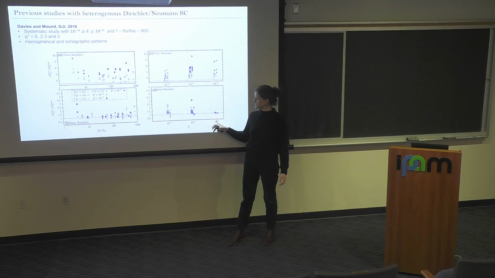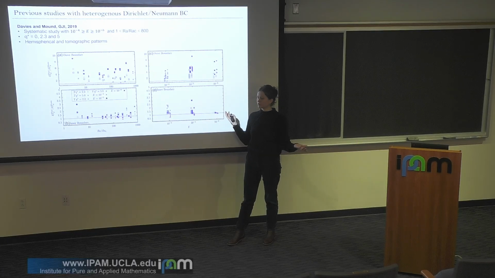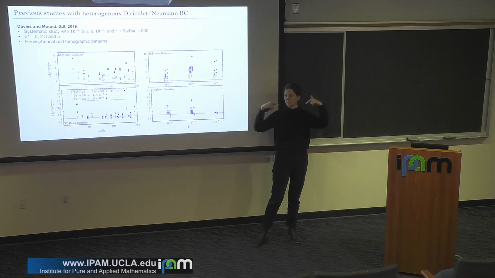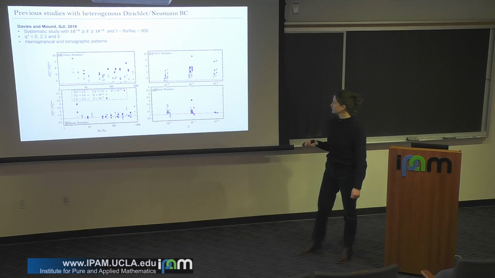So what they're arguing with this study is that for regimes relevant to core convection, it seems like these heterogeneities would not be able to propagate down to the inner core.